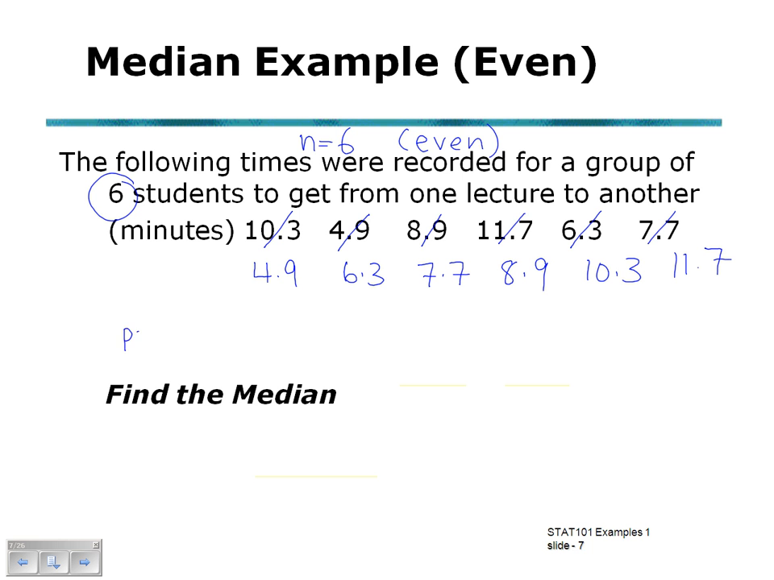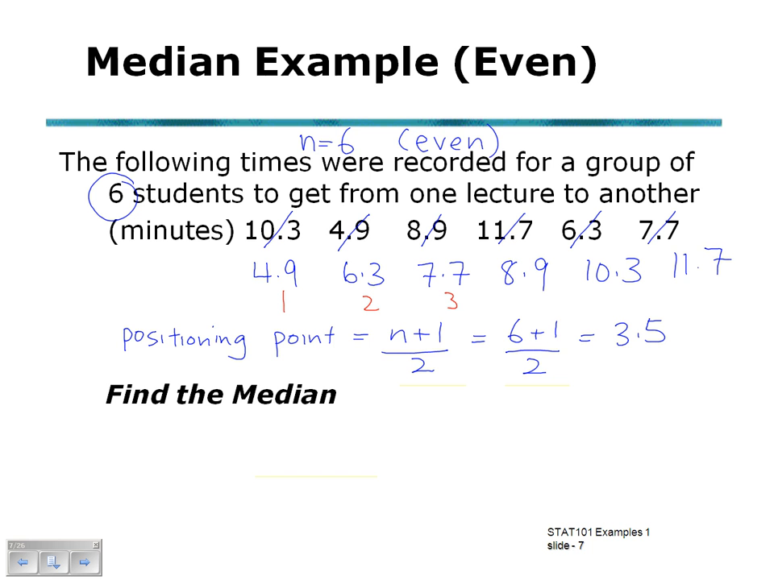We'll use our positioning point formula again. Positioning point formula, n plus 1 divided by 2. N in this case was 6. We have 6 students, so 6 plus 1 divided by 2 gives us 7 divided by 2, or a positioning point halfway between the third and the fourth values.